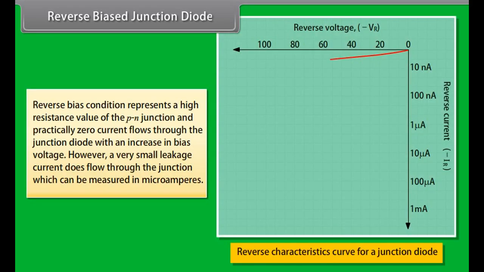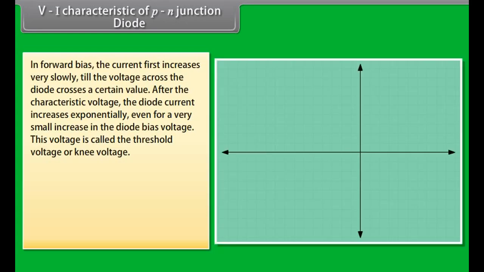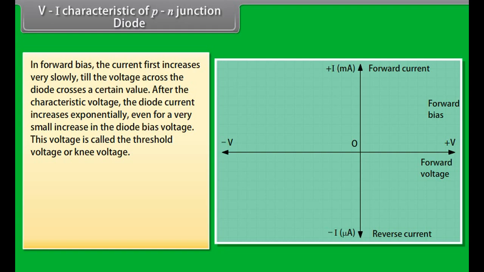Reverse bias condition represents a high resistance value of the PN junction, and practically zero current flows through the junction diode with an increase in bias voltage. However, a very small leakage current does flow through the junction, which can be measured in microamperes. IV characteristic of PN junction diode. In forward bias, the current first increases very slowly till the voltage across the diode crosses a certain value.